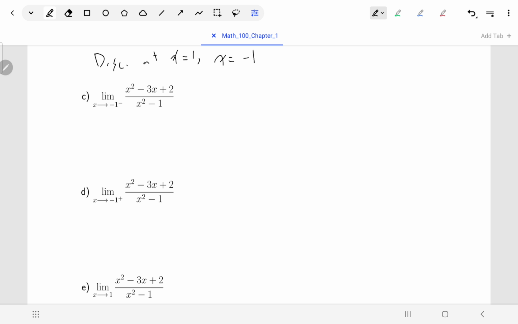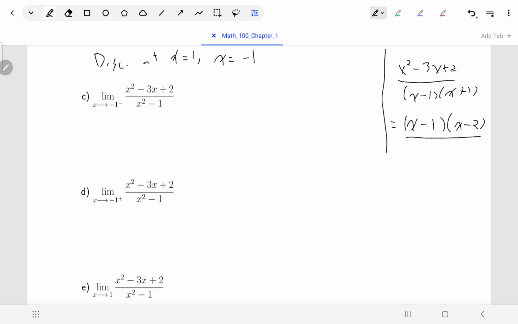And I know that because if I were to look at my function, this x squared minus 3x plus 2, I could see that actually the denominator factors as x minus 1, x plus 1. And actually, if I wanted to, and I think this is a good idea, to simplify things already at the outset, note that my function can simplify to be the same thing as x minus 2 over x plus 1.